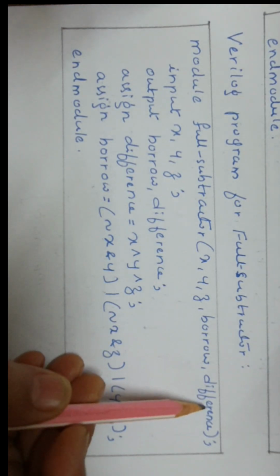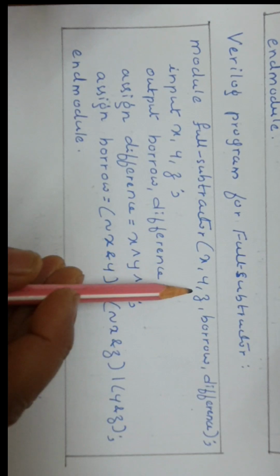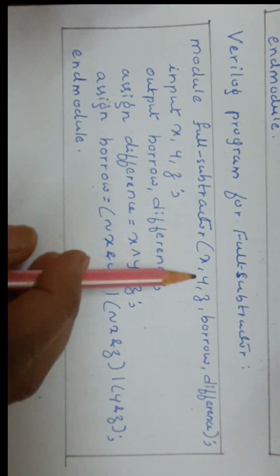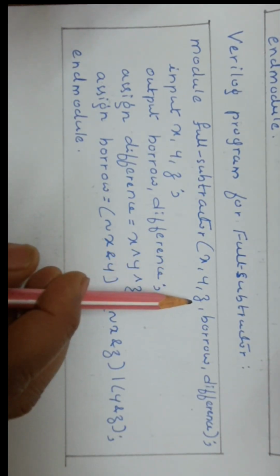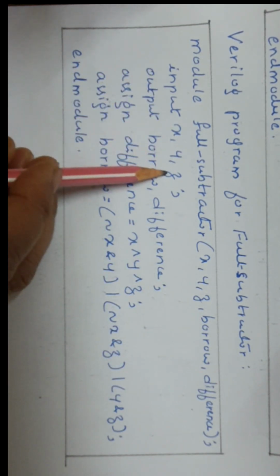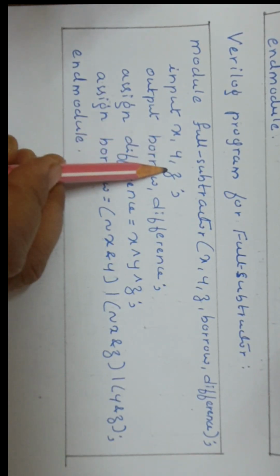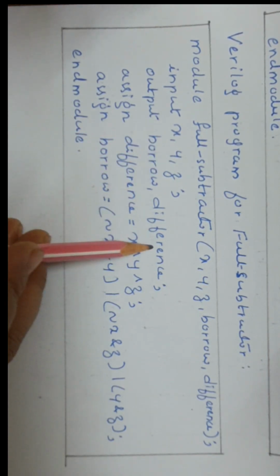X, Y, Z are the inputs; borrow and difference are the outputs. Full adder means that which adds three input bits. Subtractor which does the subtraction between three input bits. So input x comma y comma z semicolon. We are declaring which are the inputs here and which are the outputs here.